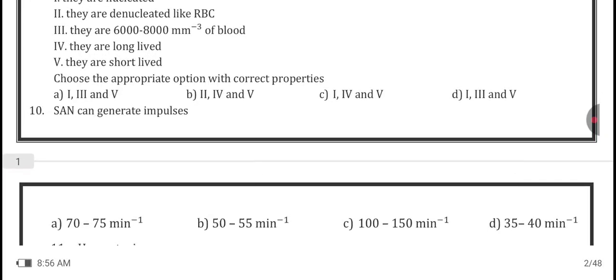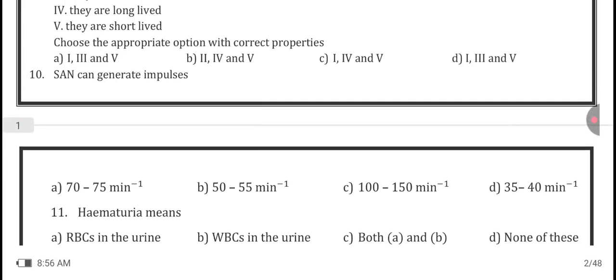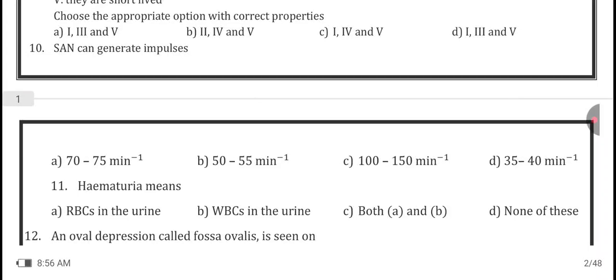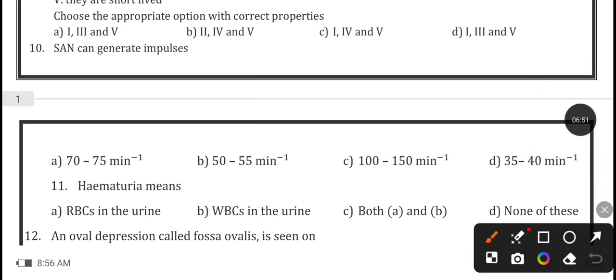Now the SA node can generate impulses. In 1 minute there are about 72 beats per minute. So the SAN generates impulses 70 to 75 per minute. So the correct option is A.